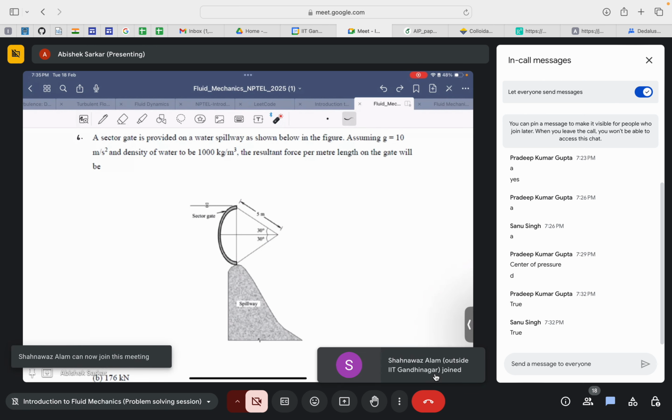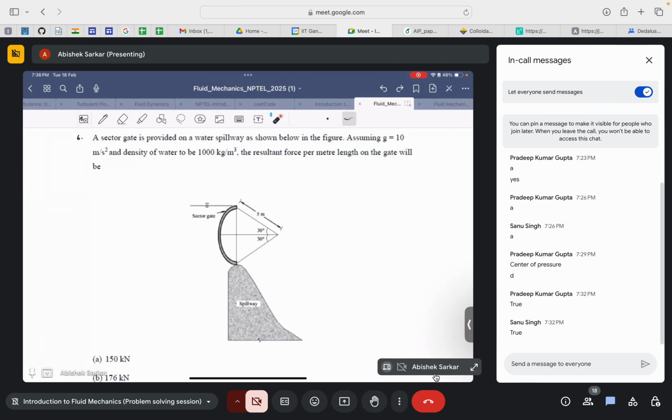So the first task would be to find the horizontal force or a vertical force, whatever you may want. The horizontal force is quite simple. You need to find the force that acts on its projected surface. So the projected surface is again a rectangle of length. You need to find this particular length.